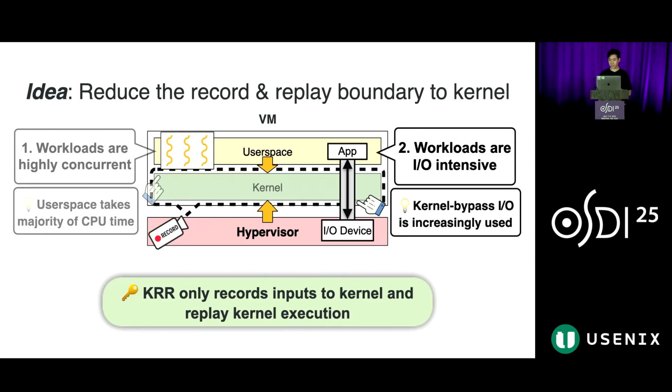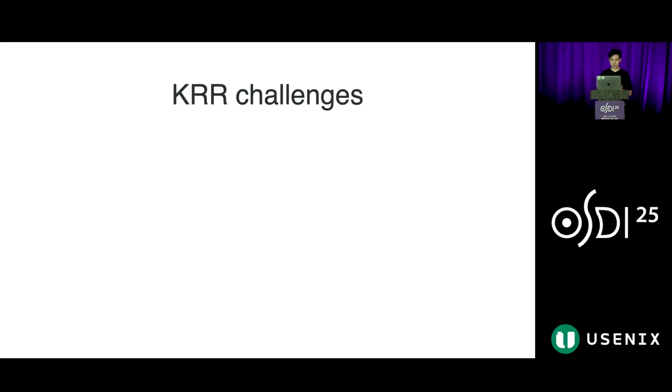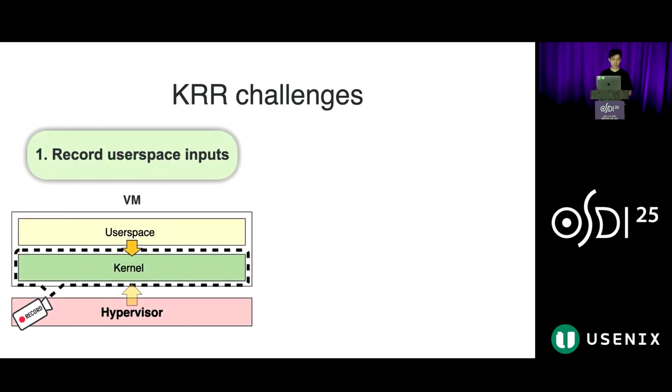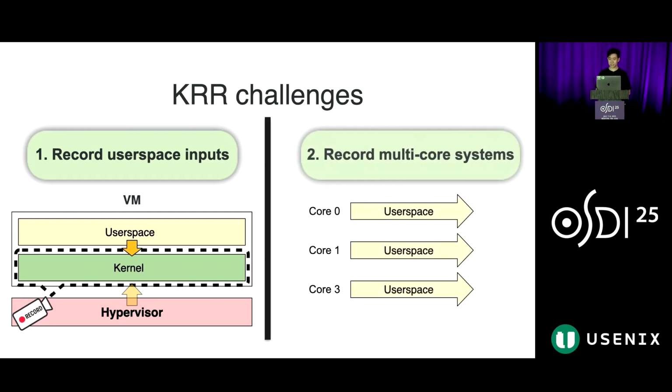Now we know the potential benefits of this approach. To achieve such a design, we have to address two major challenges first. Challenge one is to record the user space inputs. Challenge two is to record the multi-core system. What makes it more challenging is how we do both of them in a more efficient way than traditional approaches.